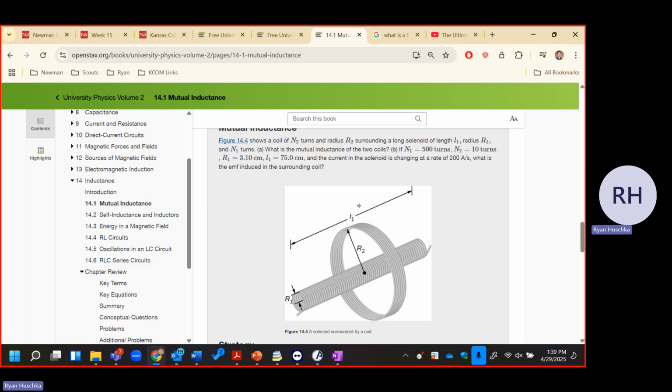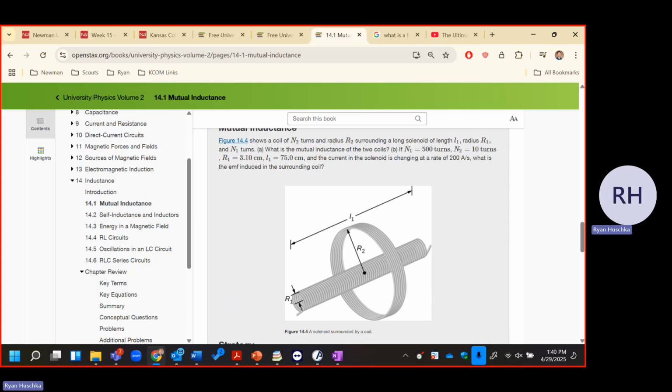So we have a certain number of coils of wire there on the larger ring, and it's a long solenoid length. We did that in lab last week. We were dealing with solenoids with a smaller radius and a certain number of turns. So what is the mutual inductance of the 2 coils? More importantly, if N1 is 500 turns, N2 is 10 turns. Turns being the number of coils. So we got 500 in that long solenoid. We got 10 in the larger radius coil. R1, smaller, at 3.1.